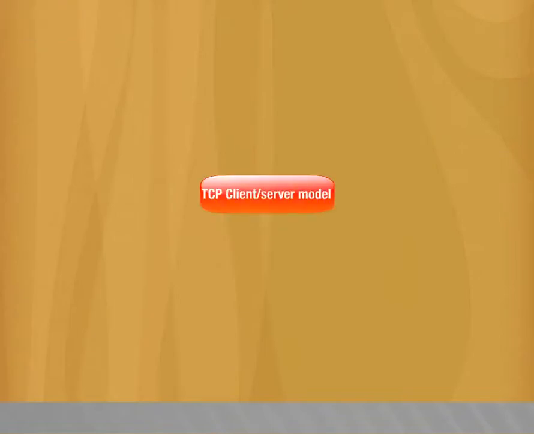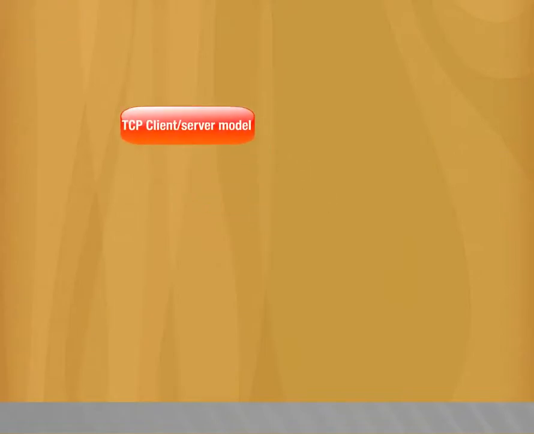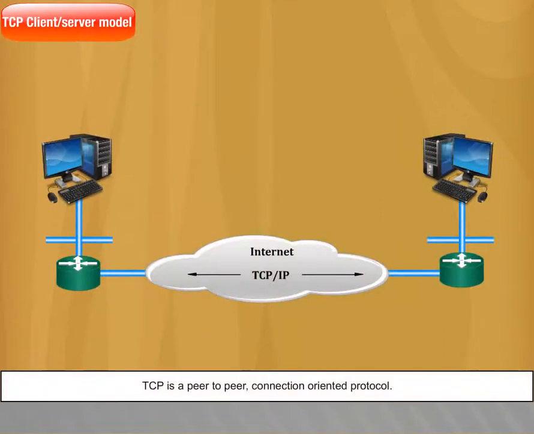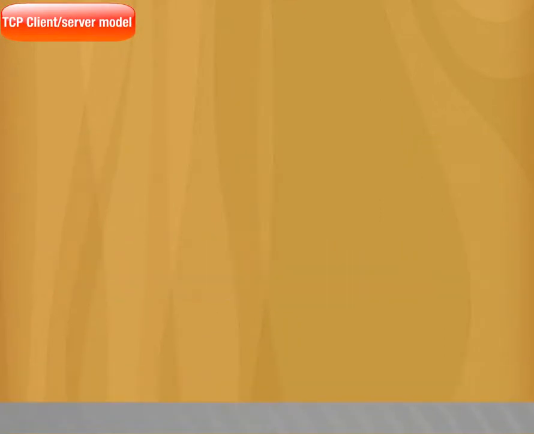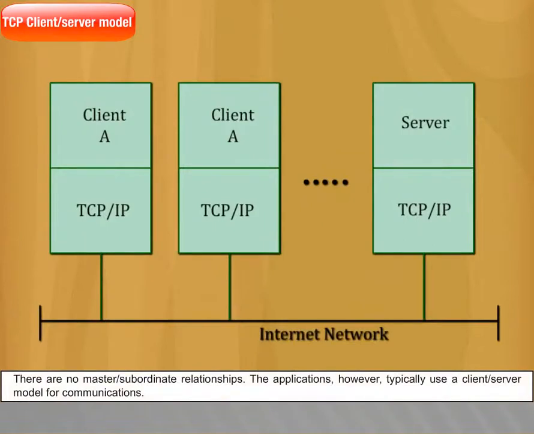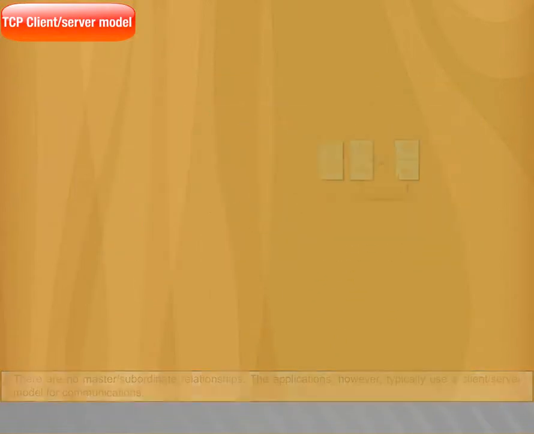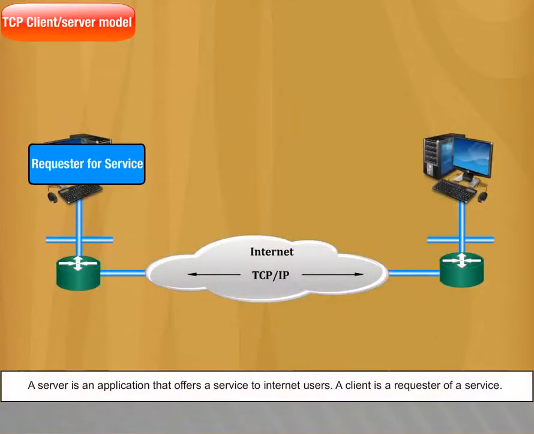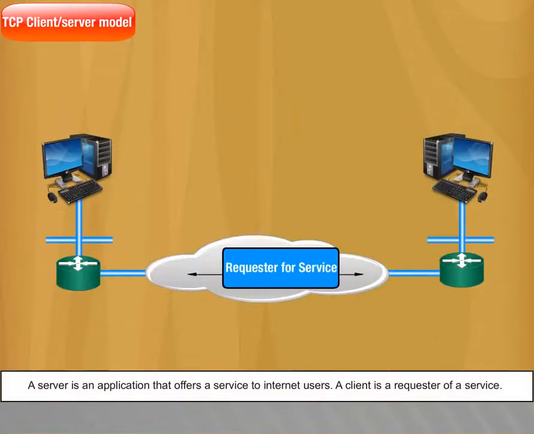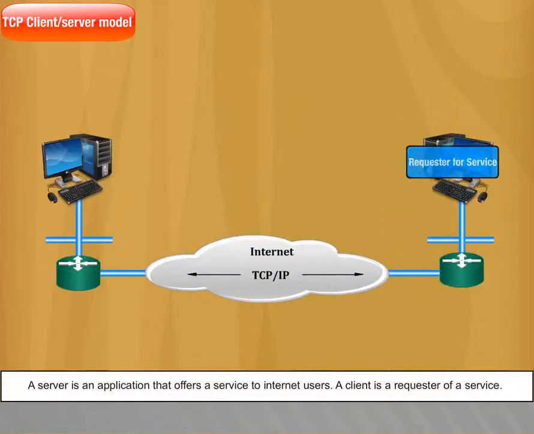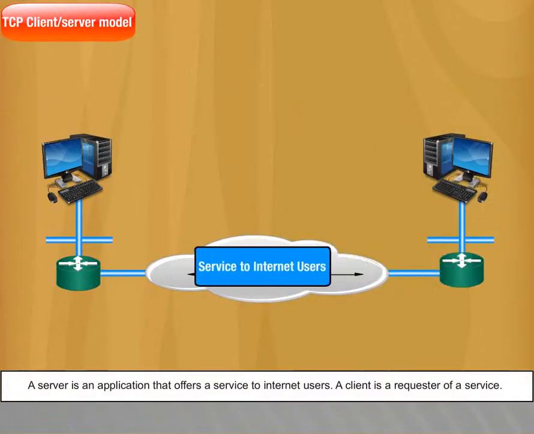TCP client-server model. TCP is a peer-to-peer connection-oriented protocol. There are no master or subordinate relationships. The applications, however, typically use a client-server model for communications. A server is an application that offers a service to Internet users. A client is a requester of a service.